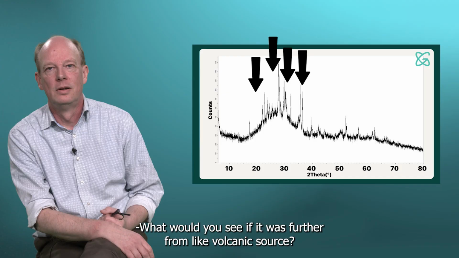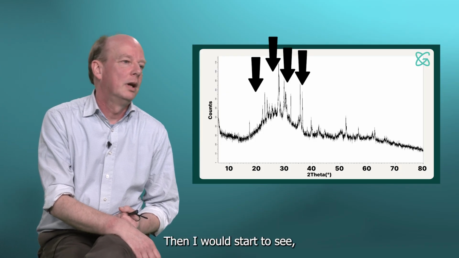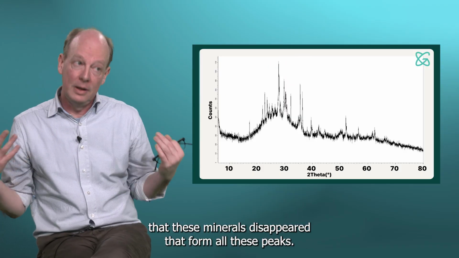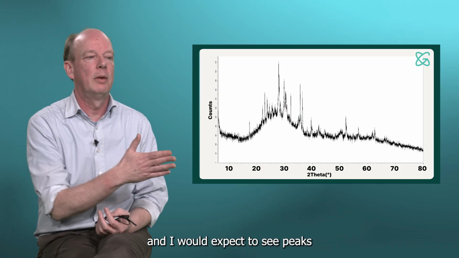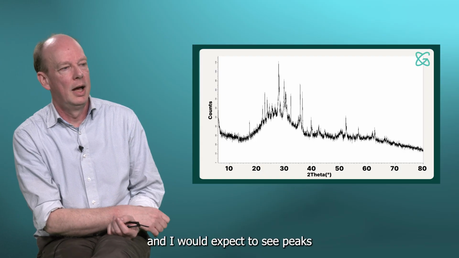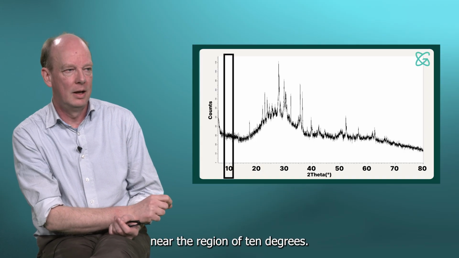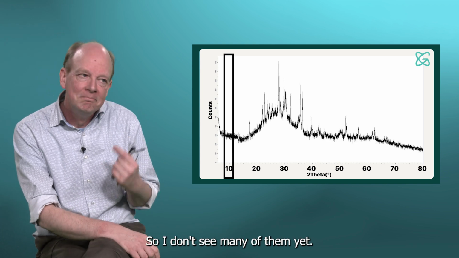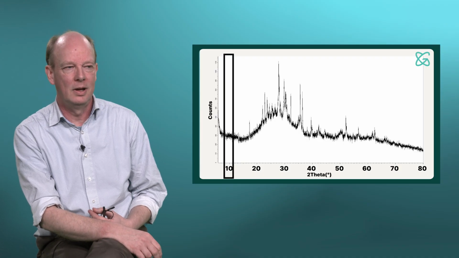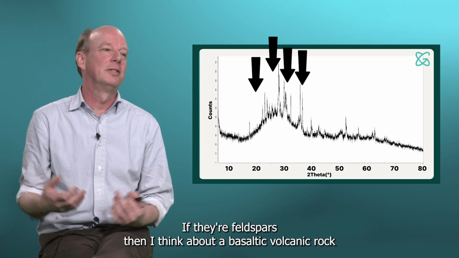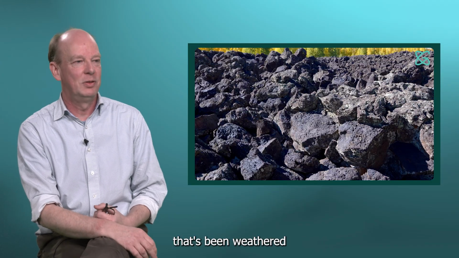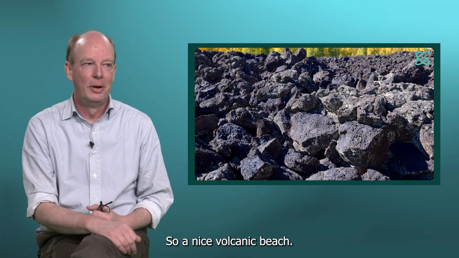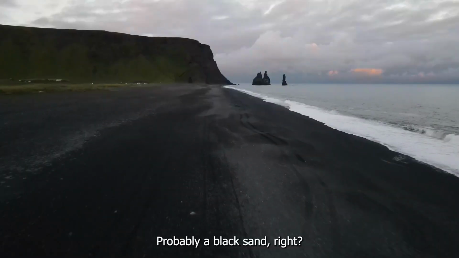What would you see if it was further from a volcanic source? Then I would start to see that these minerals that form all these peaks, if these are indeed feldspars, disappear and become clay minerals, and I would expect to see peaks in the region of 10 degrees. That's where a lot of the clay minerals start to come in. I don't see many of them yet. If there are feldspars there, then I think about a basaltic volcanic rock that's been weathered and eroded here, forming the material for that beach. So a nice volcanic beach, probably a black sand, right?